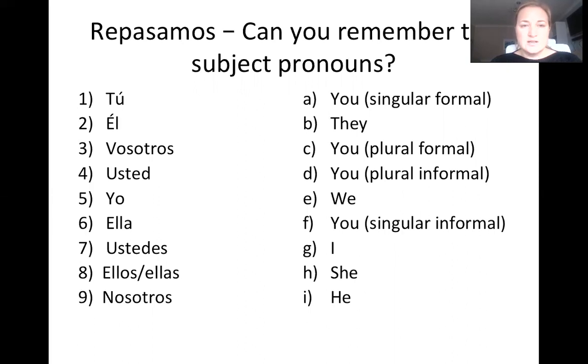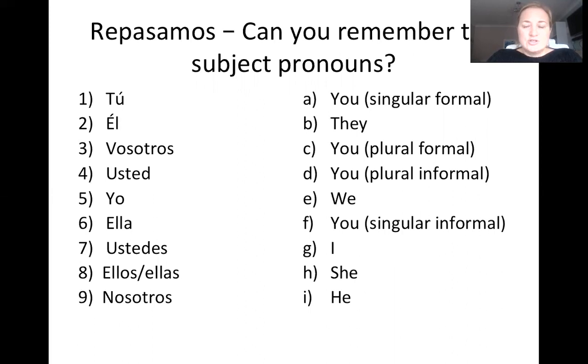Right, great. Hopefully you're unpausing, you've done the exercise, you've unpaused, and we're just going to do the answers now. So number 1, we've got tú, and our answer for number 1 is F. You, and it's singular and it's informal. So if you're talking to one person, ¿cuántos años tienes? ¿Cómo estás? We're using the tú form of the verb, okay? You, singular, informal. One person, and you know them quite well, or it's a relaxed situation.